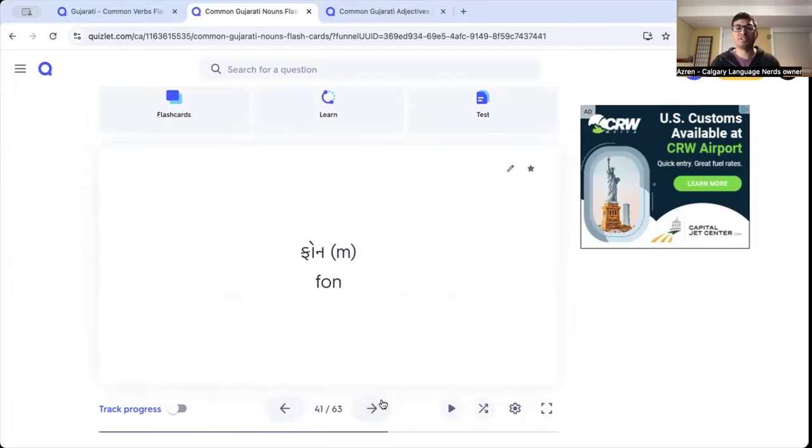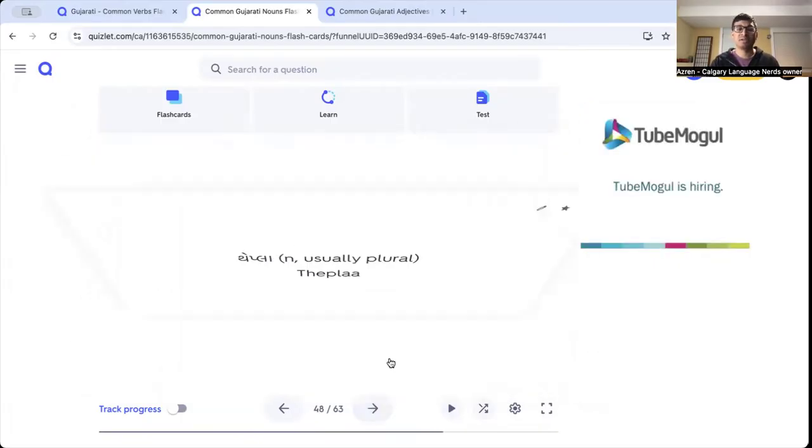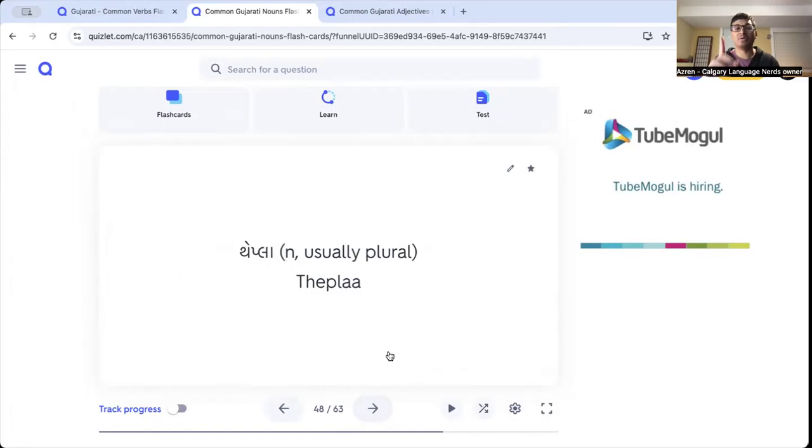Phone, phone, easy one. Eye, ank. Okay, now we have some different foods that are here, some Gujarati foods. You're welcome to Google these to see what they look like in case you don't know what they are. Dal, rotli, shak, kadhi, khichdi, thepla. If it's one thepla, then it's one teplu, just so you know. You very rarely hear teplu, but in case you ever wanted to talk about one.